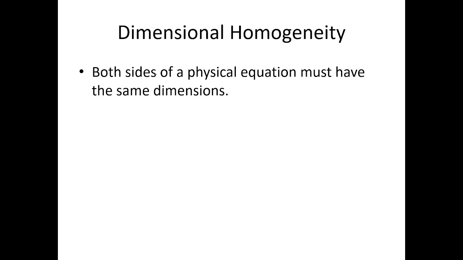Dimensional homogeneity. Both sides of a physical equation must have the same dimension. So if the equation has two terms, one on the left and one on the right side, they both have the same dimension. So that is called dimensional homogeneity. But if we have many terms in the equation, then each term has the same dimension. That is the dimensional homogeneity.